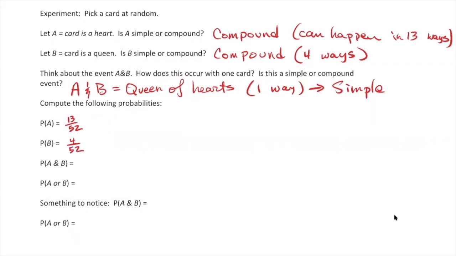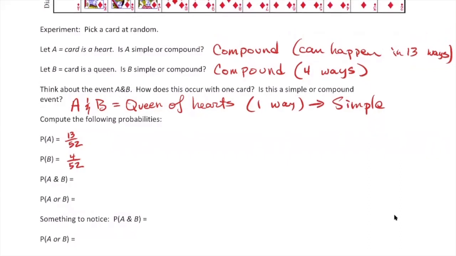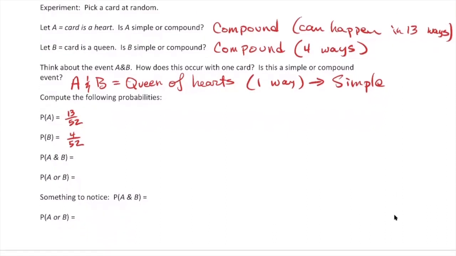Now, A and B. If you look up above, we already defined what A and B is. That's the Queen of Hearts. By the way, you notice I'm not reducing my fractions. In this class, I almost like it if you don't reduce. I'm not telling you not to reduce your fractions. I don't care if you do, but you almost lose information when you reduce. When I see 4 out of 52, it's like, okay, it happens 4 different ways out of 52. If you reduce it, then that information is obscured. So I'd almost rather you didn't, but I don't care.